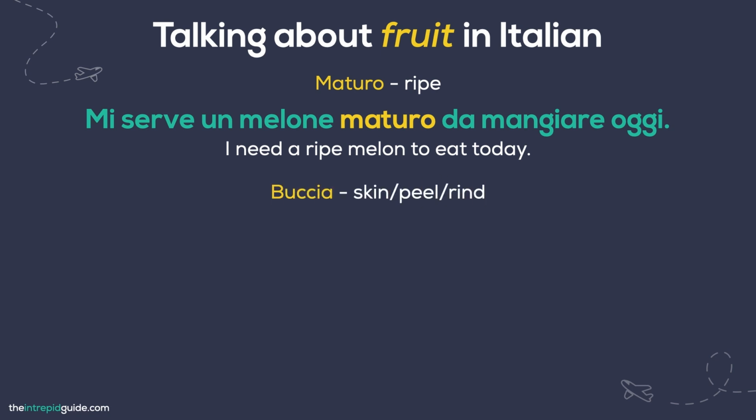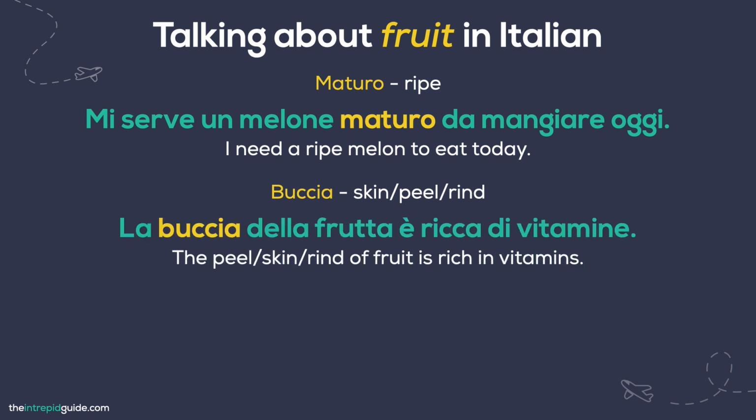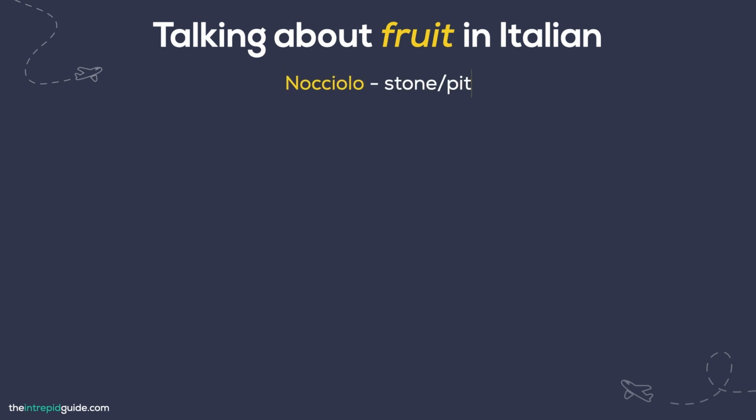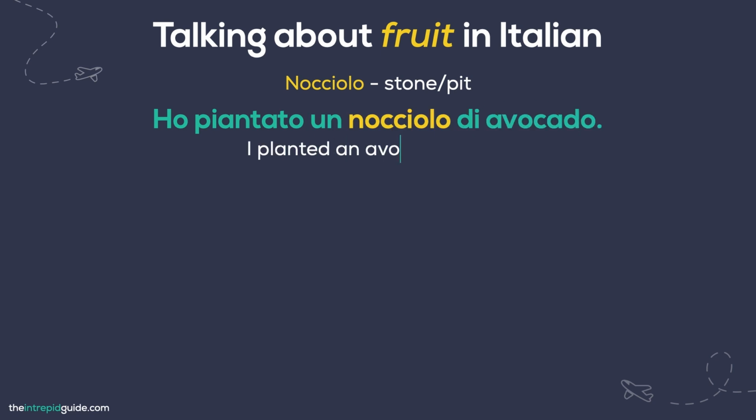Buccia. Skin or peel, for example, La buccia della frutta è ricca di vitamine. The peel of fruit or the skin of fruit is rich in vitamins. Semi. Seeds, as in, Questi mandarini sono pieni di semi. These tangerines are full of seeds. Nocciolo. Stone or pip, for example, Ho piantato un nocciolo di avocado. I planted an avocado stone.